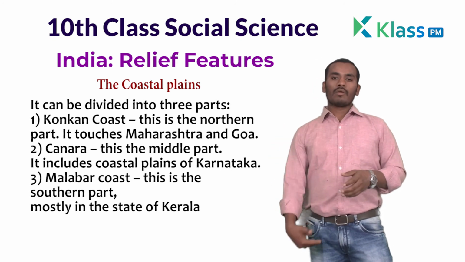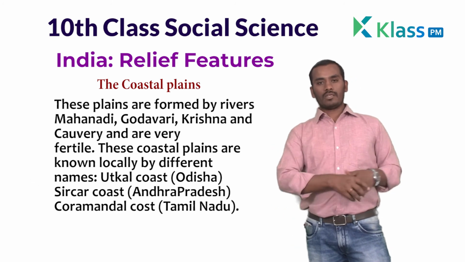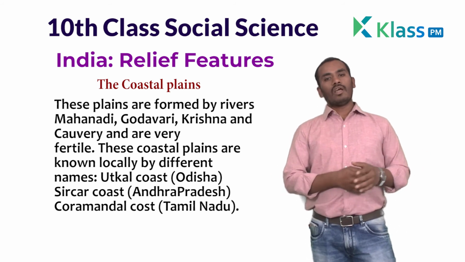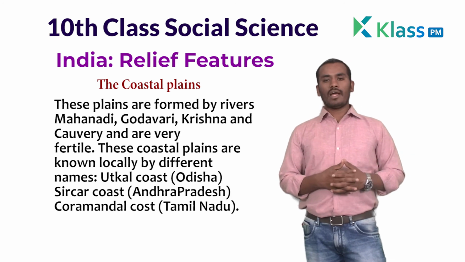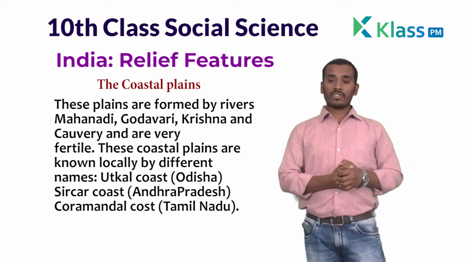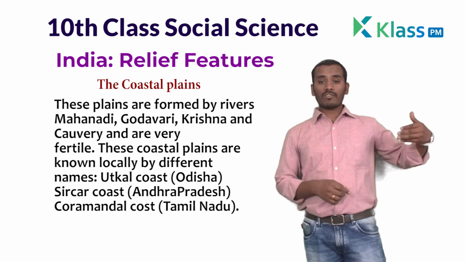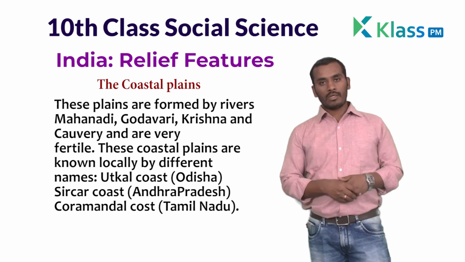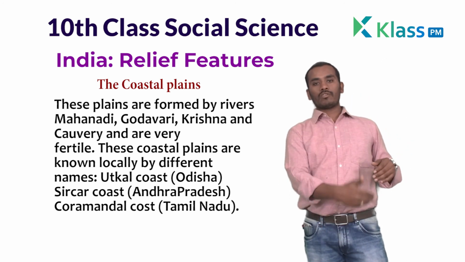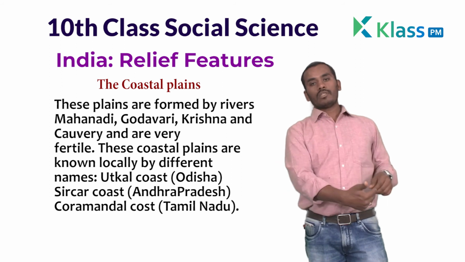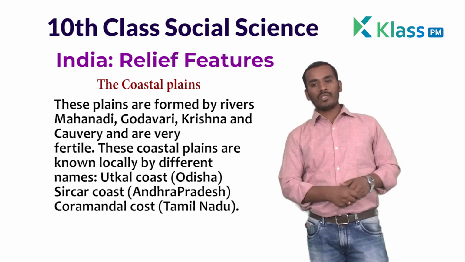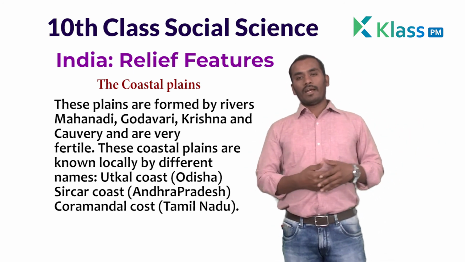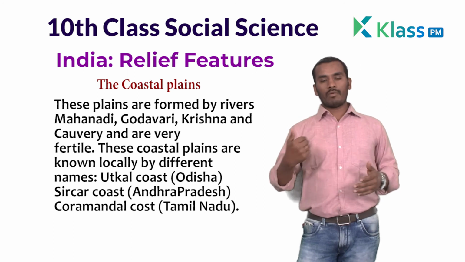So this is the western part, whereas the eastern side is much broader in size and has a large area under plains, and here it is formed by rivers. It starts from the river Mahanadi in Odisha till Kaveri in Tamil Nadu. So it carries the states of Odisha, Andhra Pradesh and then Tamil Nadu. These three states are majorly covered by the eastern coastal plains, starting from Mahanadi in Odisha, then Godavari and Krishna in Andhra Pradesh, and Kaveri in Tamil Nadu.